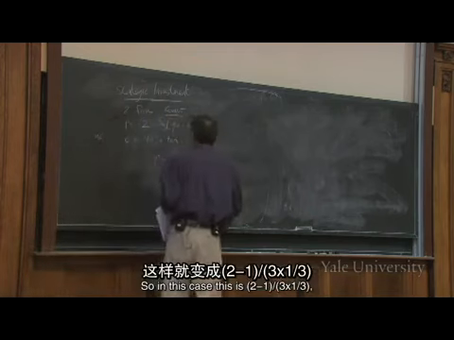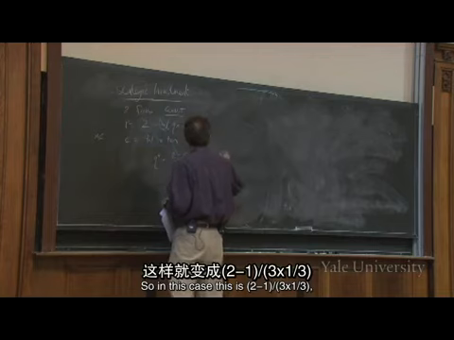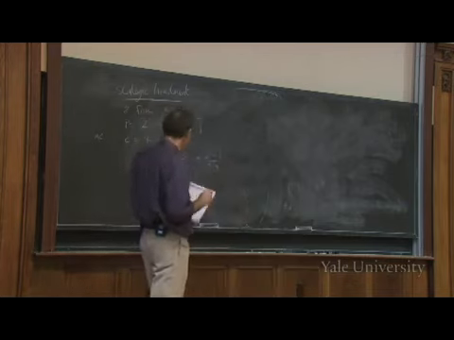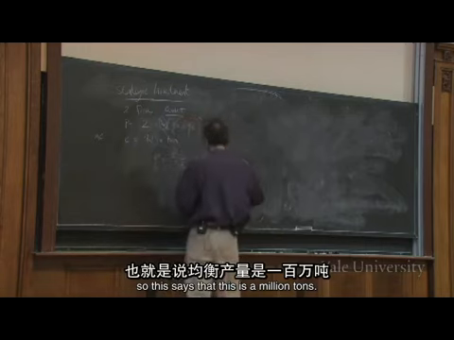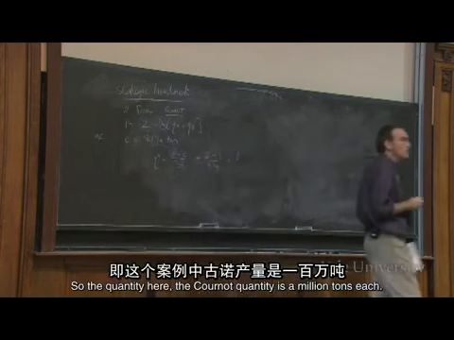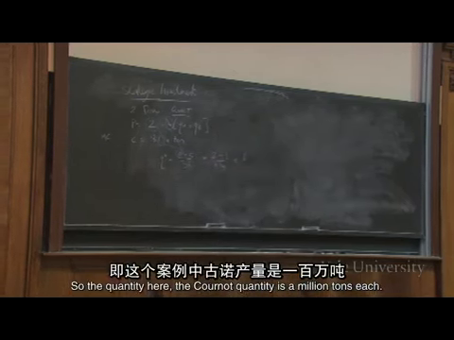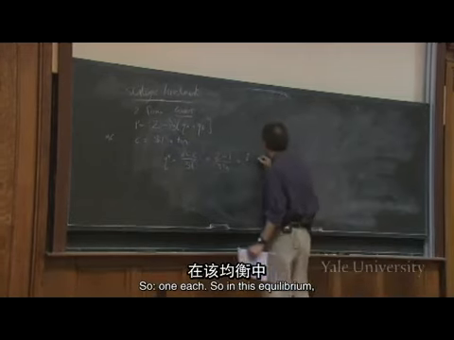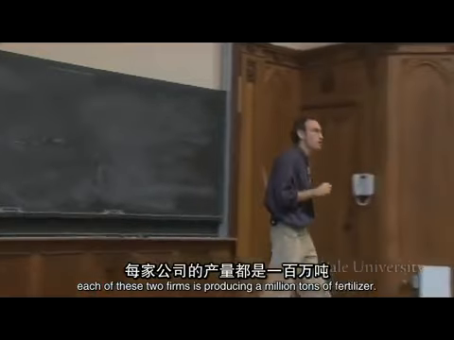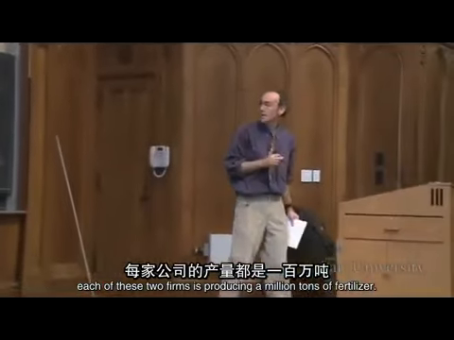So in this case, this is (2 minus 1) over 3 times 1/3. Right? 2 minus 1, over 3 times 1/3. So this says that the quantity is 1, and this is in million tons. So the Cournot quantity is 1 million tons each. So in this equilibrium, each of these two firms is producing 1 million tons of fertilizer.